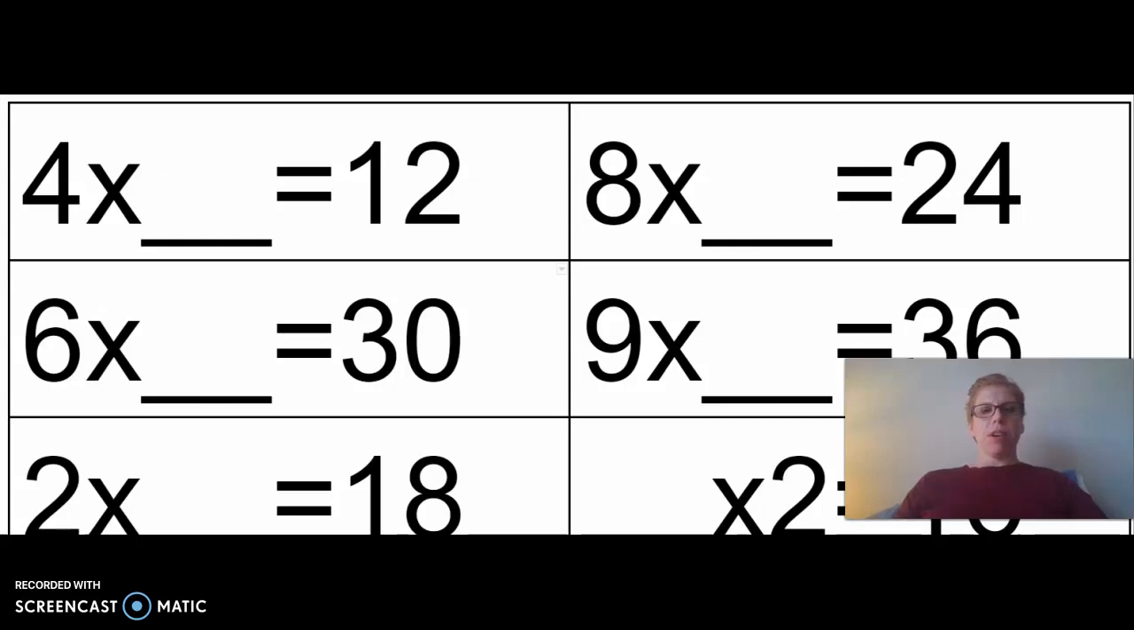Alright, on these cards you see some multiplication problems, but one of the factors is missing from them. In the stack of these cards is the matching multiplication problem that has the factor that's missing.